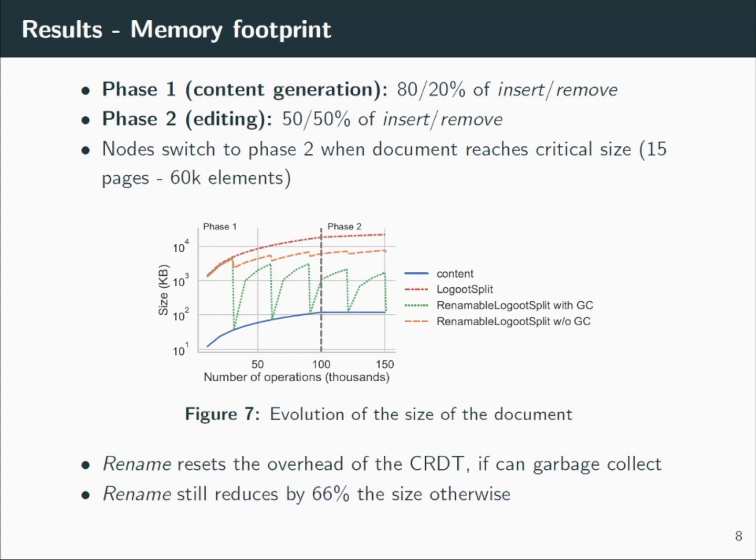On the other hand, the second scenario we consider is the worst case scenario for renameable Rukusplit. In this one, a rename operation never becomes causally stable, so we cannot garbage collect the former state. But even in this worst case scenario, we are performing better than Rukusplit.